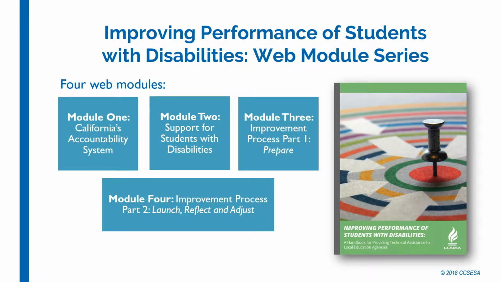4 separate web modules have been created to assist schools in gaining a deeper understanding of the contents within the Improving Performance of Students with Disabilities Handbook. The 4 web modules are: Module 1, California's Accountability System; Module 2, Support for Students with Disabilities; Module 3, Improvement Process Part 1, Prepare; and Module 4, Improvement Process Part 2, Launch, Reflect, and Adjust.